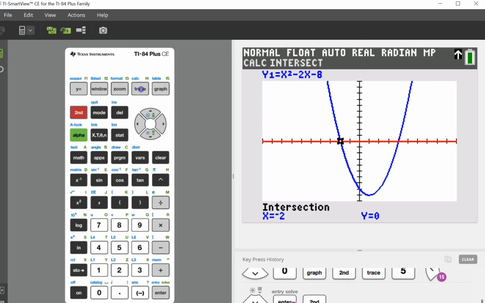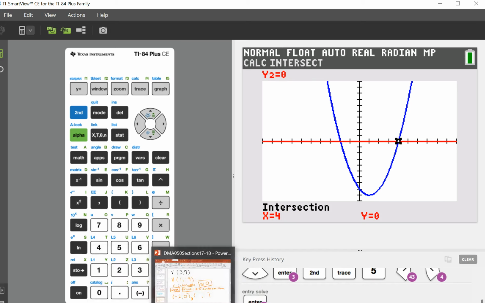Same process, second trace, number 5 again. Press the right arrow. We're going to move it to the other side, the other point of intersection. Okay. Doesn't have to be perfectly on it, but close to it's fine. Enter 1, 2, 3 times. You see the word intersection. My ordered pair is 4, 0.